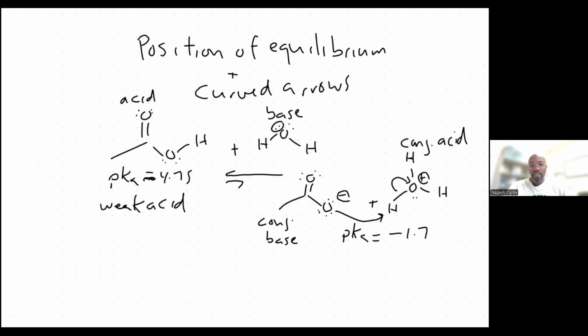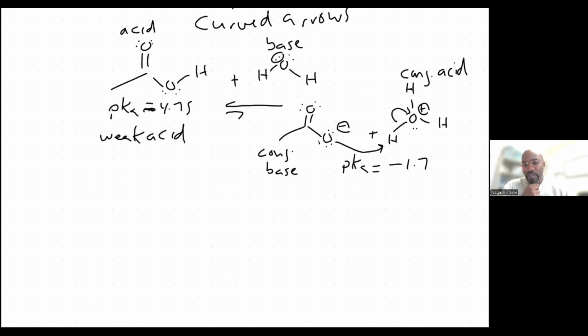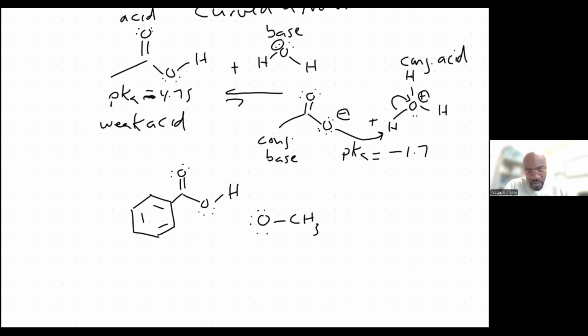So that's how we can look at position of equilibrium. Let's look at some other reactions, and then we're going to talk about how we can identify acidic protons. Here we have benzoic acid, a very popular food preservative, and we have methoxide. There's a negative charge on here.